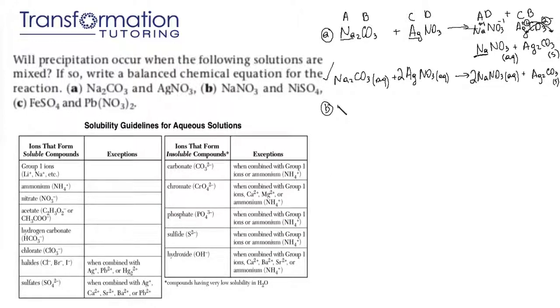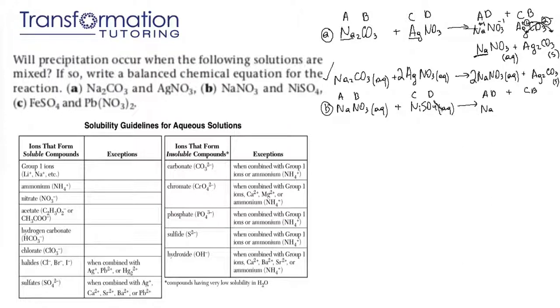Part B says that we are mixing NaNO3 aqueous with NiSO4 aqueous. Again, this is a double replacement, so we're going to note it as AB+CD, and again, it always gives us AD plus CB. A is Na, D is SO4.